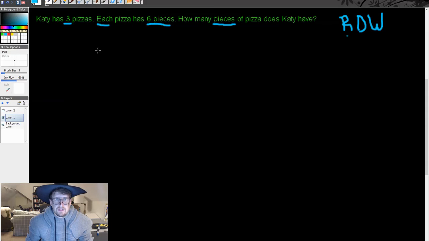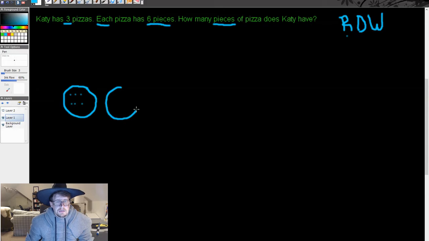So I'm done with my read step. I've got my 2 important numbers. It seems like here we've got our 2 factors, and it's really lending itself to equal groups, right? Here's my first pizza. She's got 3 of them, and each one, if my pen was working, I'd try to draw slices, but I'm pretty sure I'd mess that up with my mouse. So let's just say 1, 2, 3, 4, 5, 6. 1, 2, 3, 4, 5, 6. 1, 2, 3, 4, 5, 6.